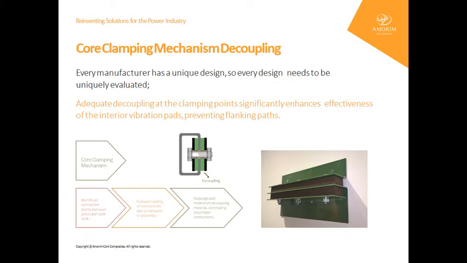Looking a little deeper into each solution, we're going to start with the core clamping mechanism decoupling. And as the name says, the idea is to decouple the metal connections. So it's important to identify the connection points in the transformer, using the VC2100 material, which is the only one that can be used inside the transformer.